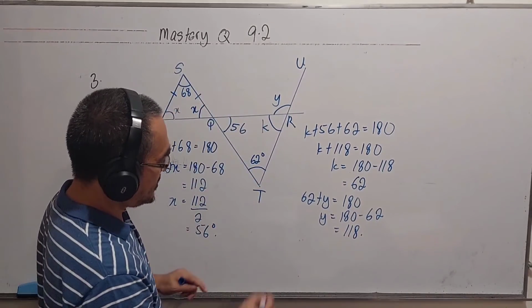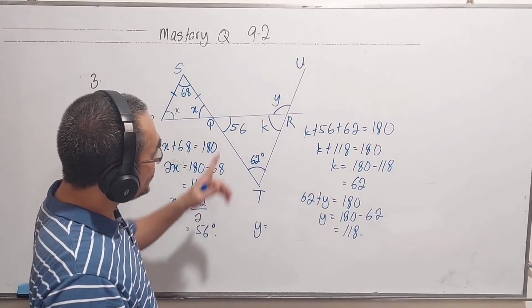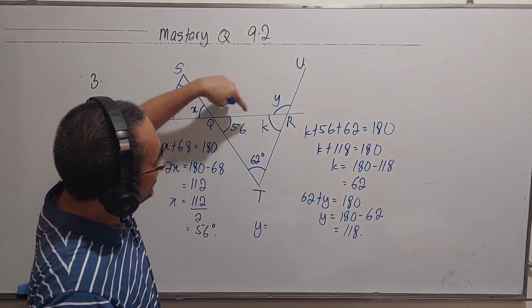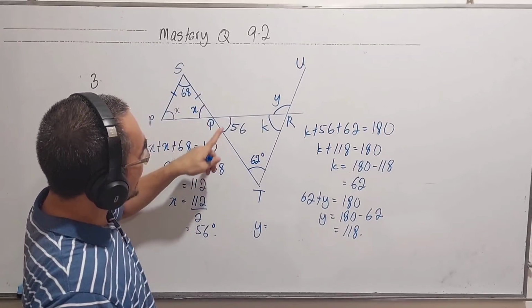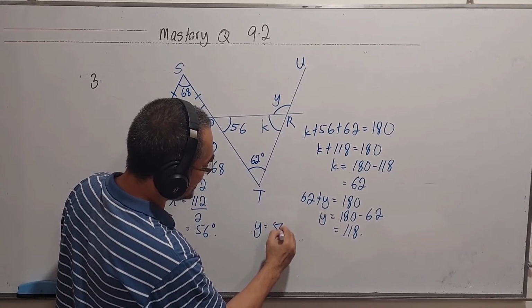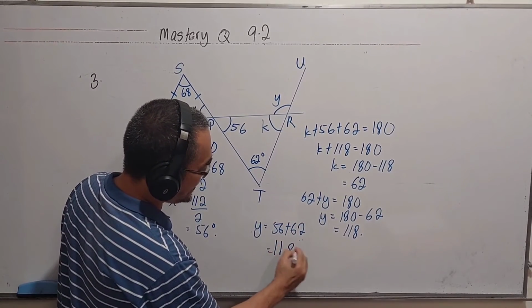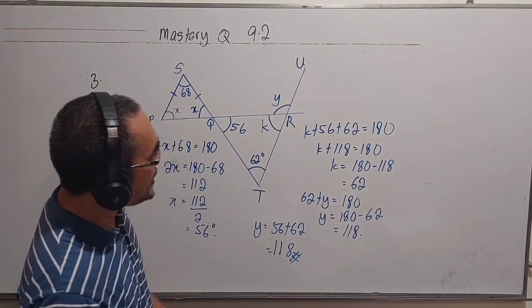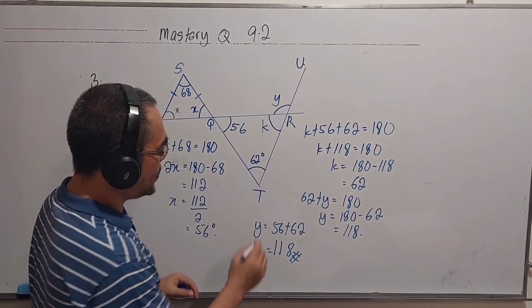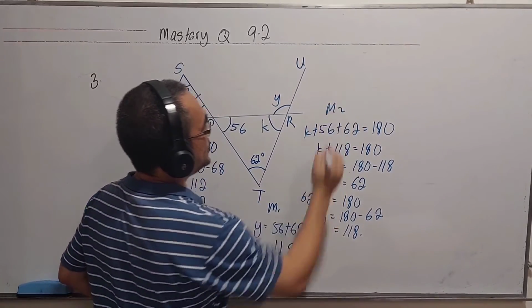So maybe you would remember Y is outside of this triangle, and then you just add these two. Okay, Y will be 56 plus 62. So 118. So that is the value of Y with method 1 or method 2. Okay, method 1 and method 2.